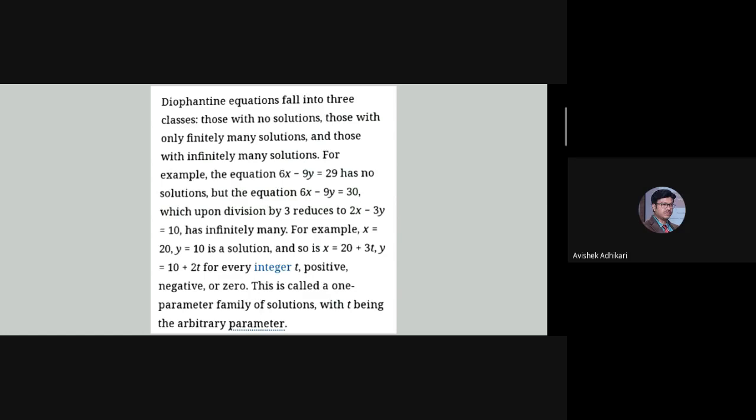For example, 6x minus 9y equals 29 has no solution. Why? We will discuss later. The equation 6x minus 9y equals 30 has infinitely many solutions, and the reason behind it we will also discuss later. Another example we will see is an equation which has finitely many solutions. So there are three possible classifications of Diophantine equations.